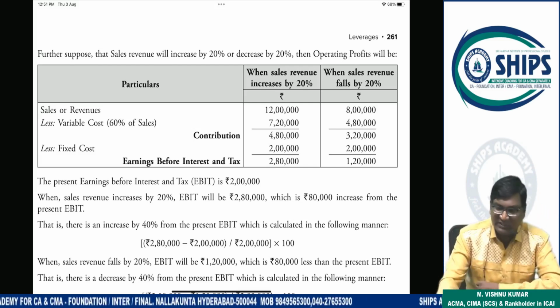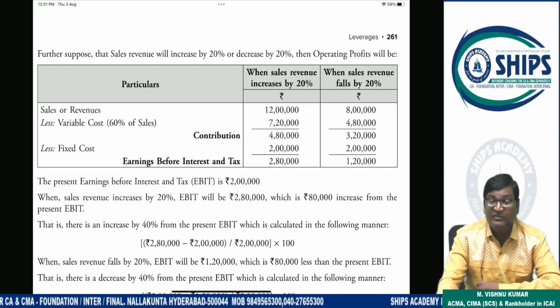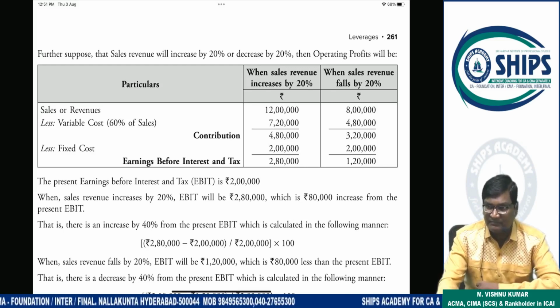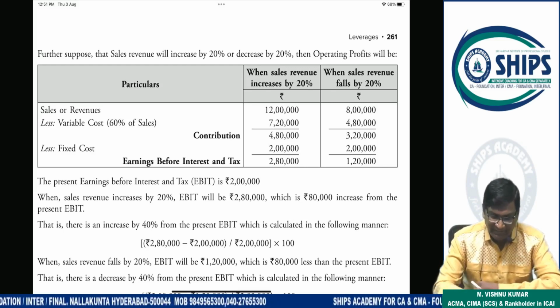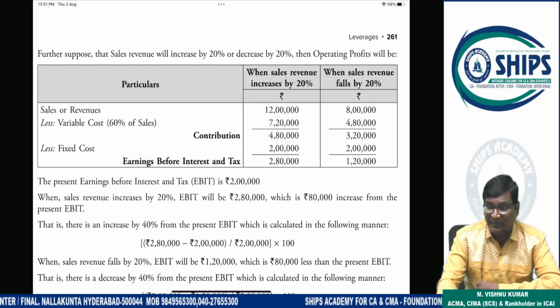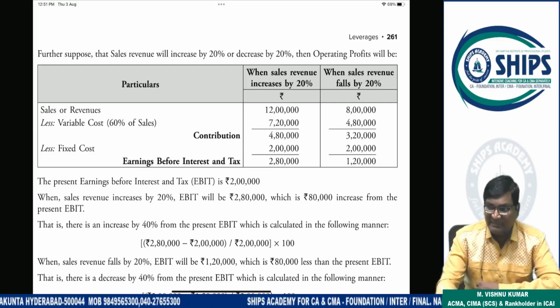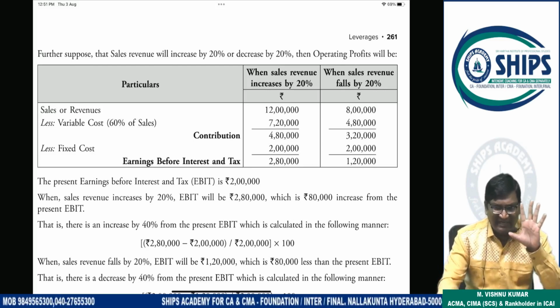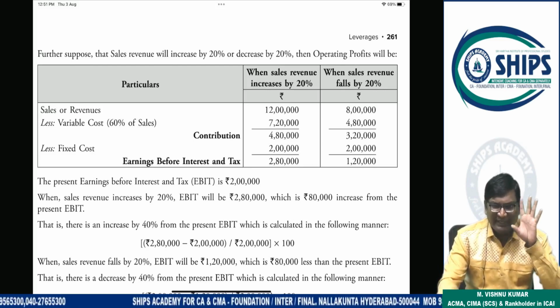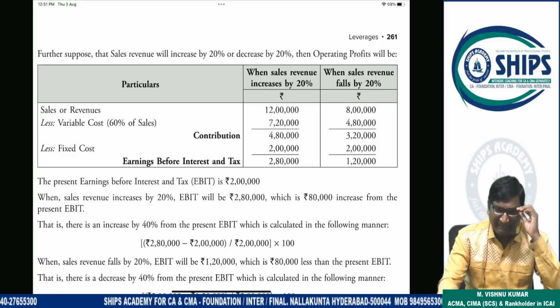So previously how much is your sale? 10 lakh. Previously sale कितना था? Now it is increased by 20%. So new sales will be how much? 12 lakhs. And it is decreased by 20% means 8 lakhs. Understand? Right? Previously your sale is 10 lakh. Increase by 20% बोल तो कितना आएगा?